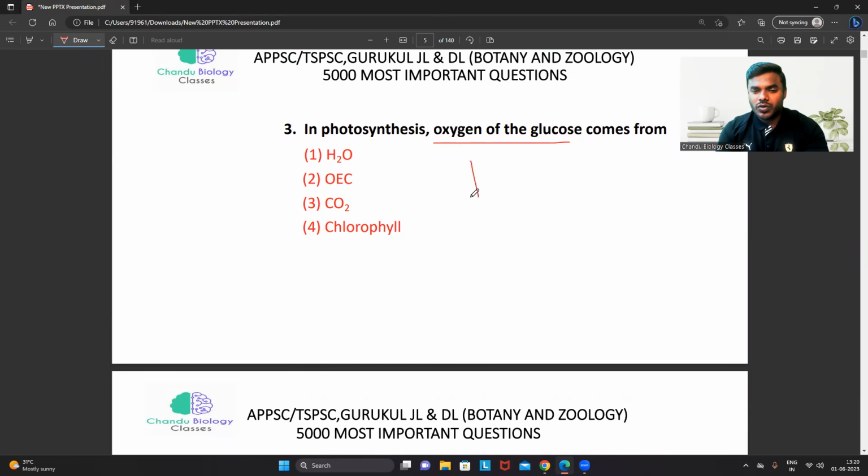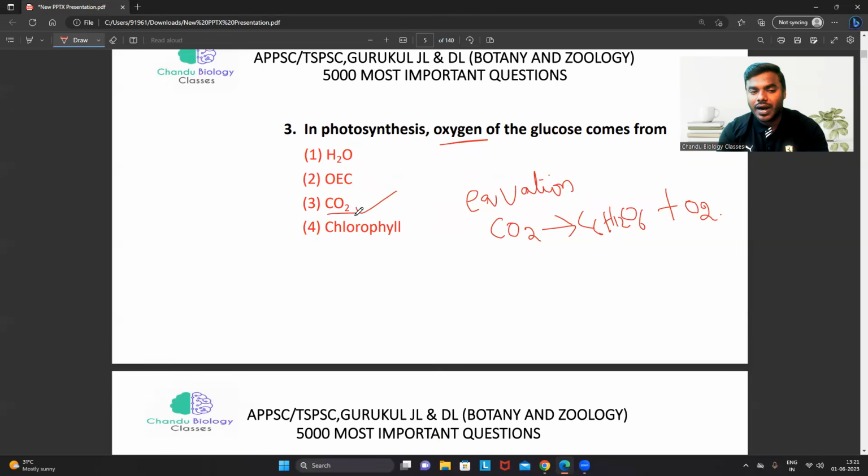You know what most of the students will answer? In photosynthesis, the oxygen of the glucose comes from... every student will give the answer as water. That is not what the question asks. You have to remember the photosynthesis equation. Correct or not? So how do you release the oxygen first of all? When the plant is fixing the carbon dioxide into glucose, as a byproduct, as an end product, or as a waste product, the plant releases the oxygen. Is it or not? So what will be the answer?